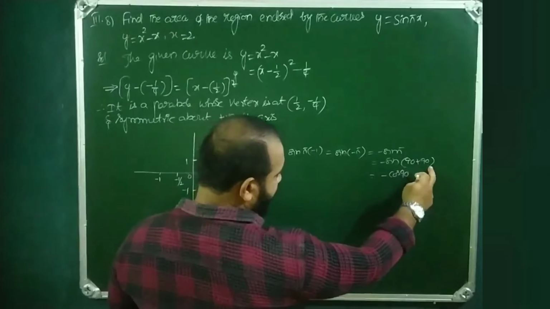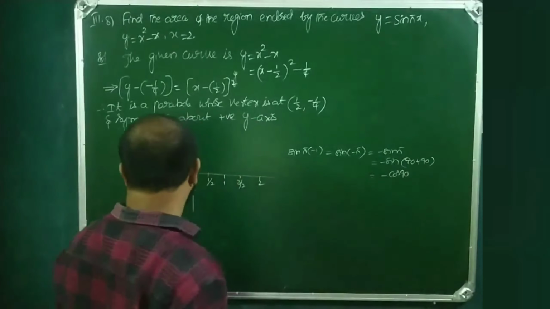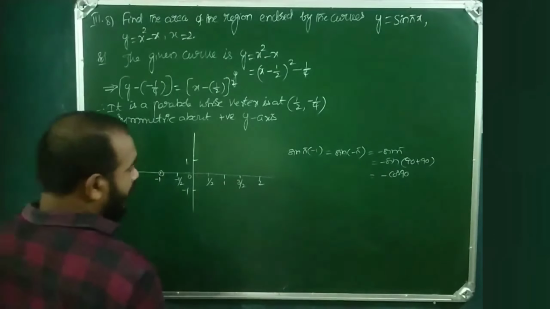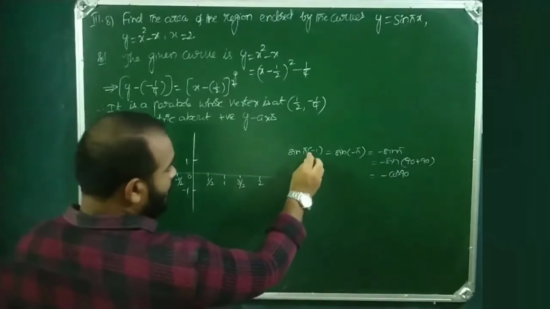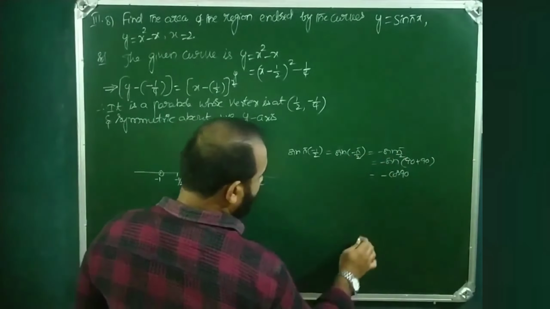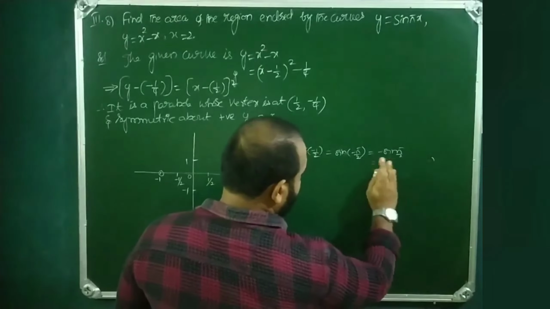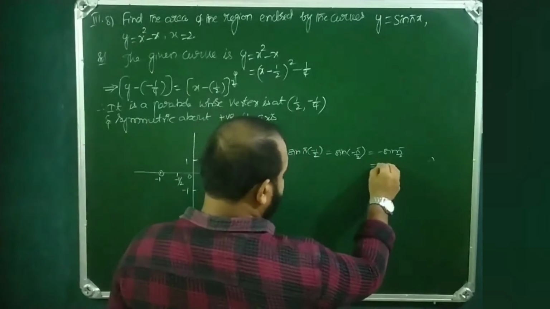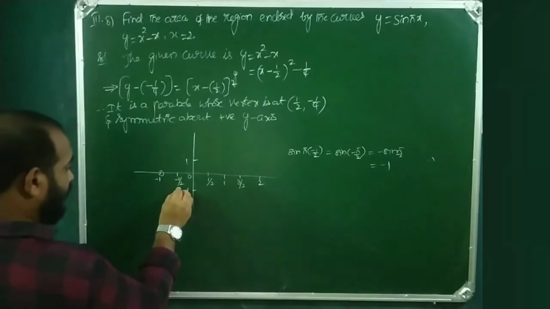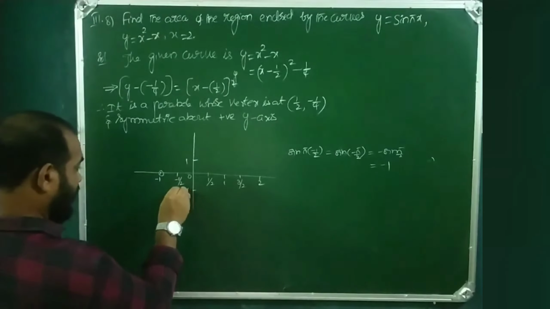Sine 90 plus 90 is cos 90. Cos 90 value is 0, so it will be 0. Sine pi into minus 1 by 2, so sine of minus pi by 2 is minus sine pi by 2, which is minus 1. So at minus 1 by 2 it is minus 1 here.